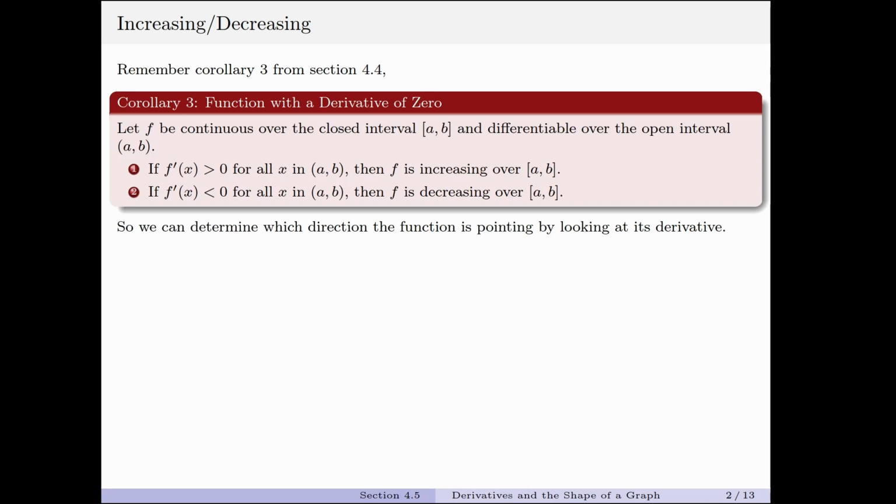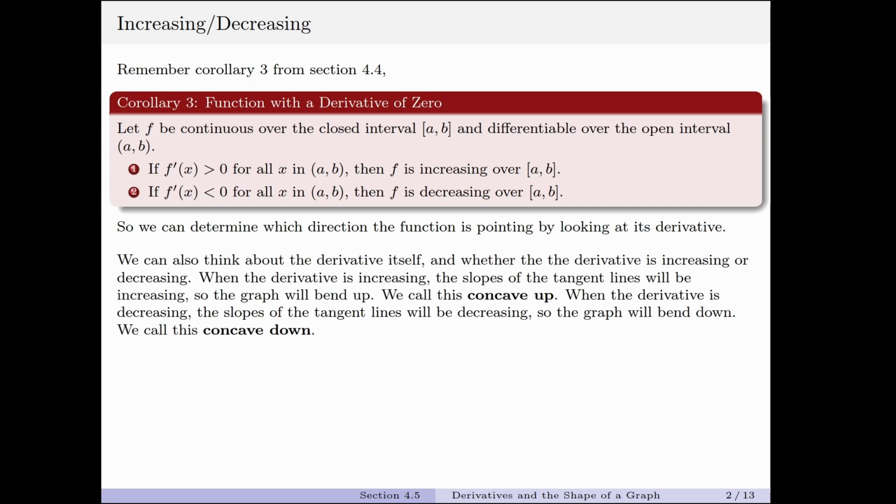But this gives us a way to look at the direction a function is pointing by just looking at its derivative. We can also think about f prime as being the function that we apply this to. So when f prime's derivative, which is f double prime, is positive, then f prime is increasing. When f double prime is negative, then f prime is decreasing.